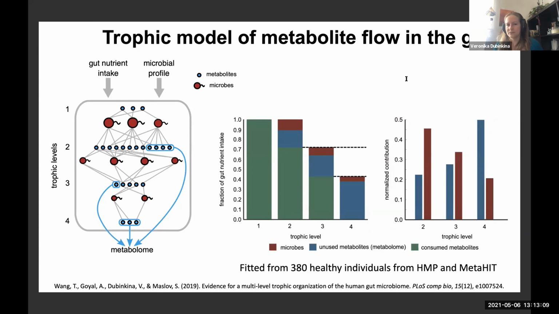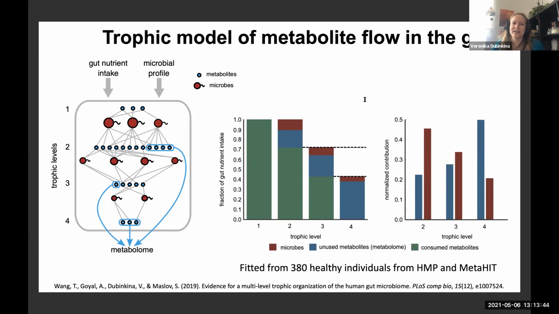And we also observed several general trends when we apply this model to a big data set of healthy individuals. One is that consumed metabolites go down as we propagate this model, which is expected, while unconsumable metabolites are accumulated. Another expected trend is that higher trophic levels are much more populated and microbes there have higher abundances. And this is what we reported back then in our PLOS Bio paper.